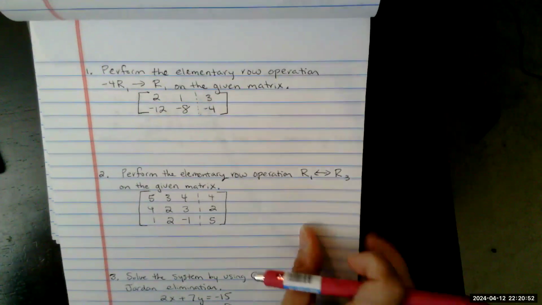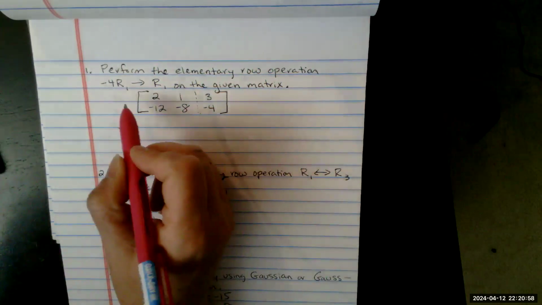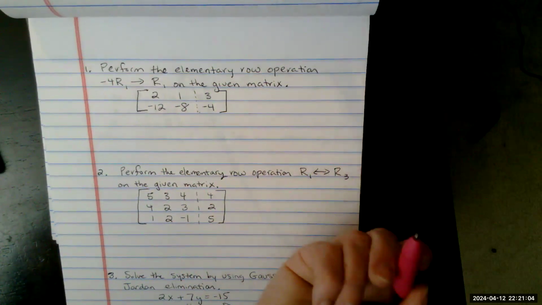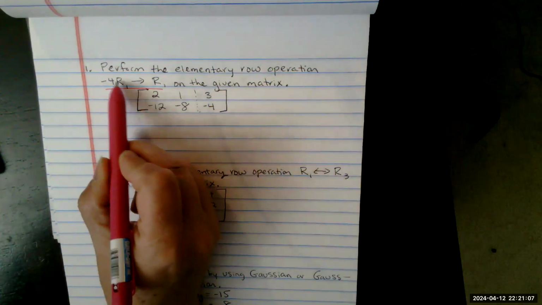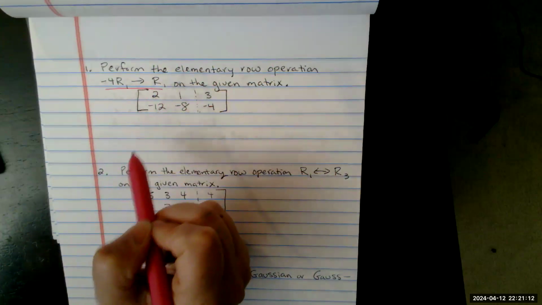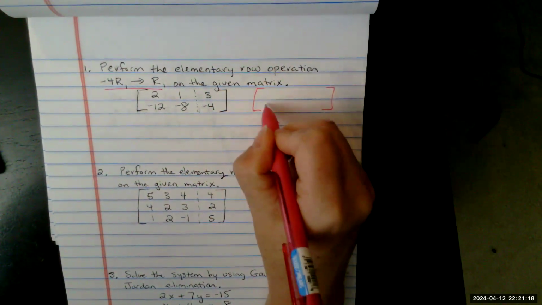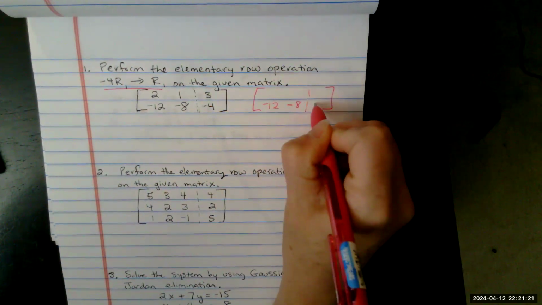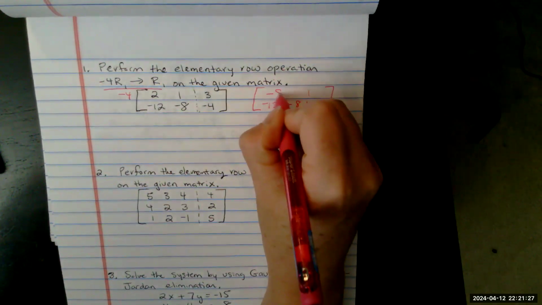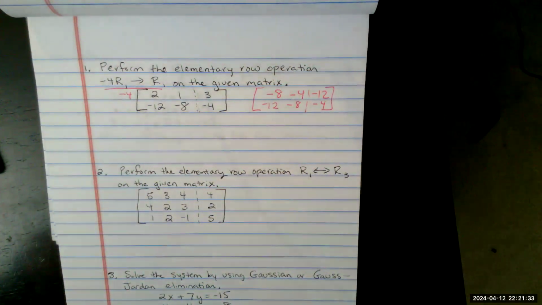Okay, when it's asking you to do a row operation, it just means you're going to do something to one of the rows. Either you'll multiply by something, or you'll divide by something, or you'll add two of them together, whatever. So in this case, it's saying take row 1 and multiply it by -4, and then write that answer in row 1. So they didn't say anything about row 2, so row 2 is going to stay exactly the same. But row 1, I'm going to multiply each of these by -4. So that would become -8, -4, -12. And that's all they wanted.